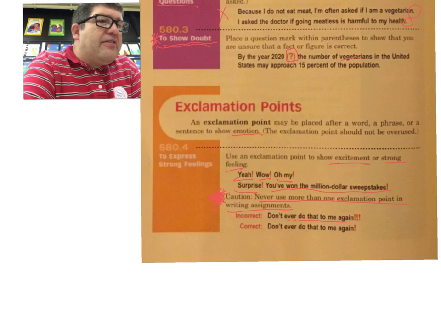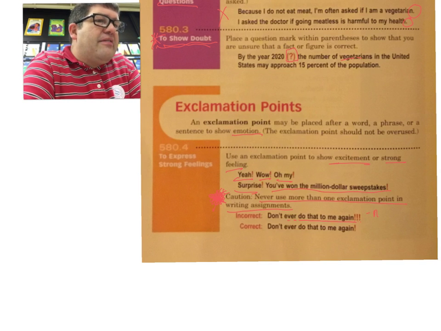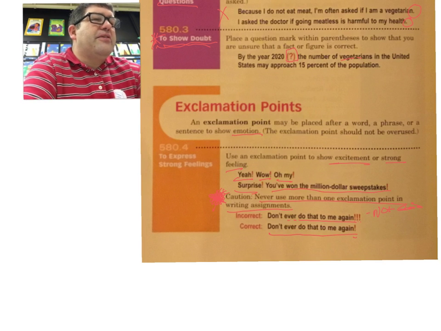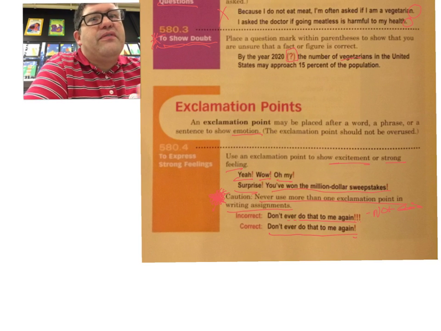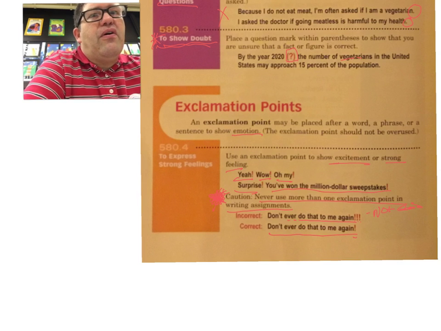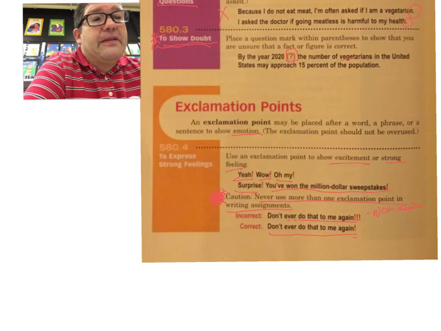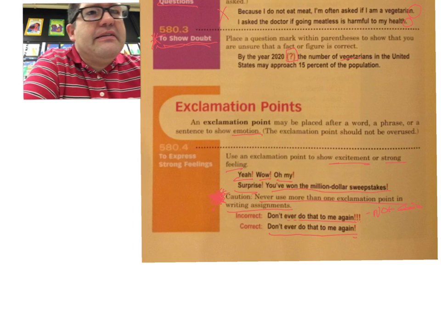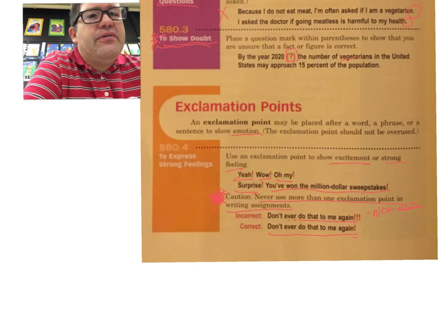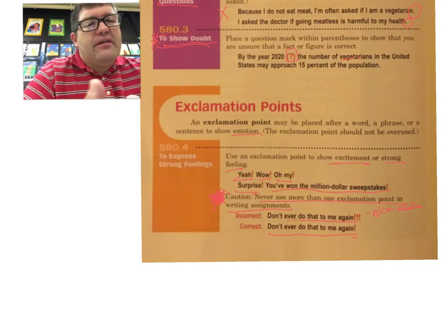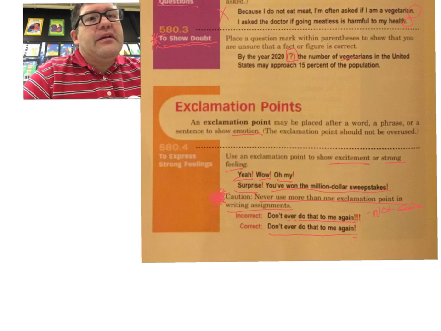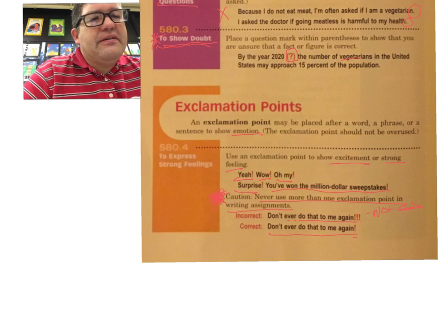"Don't ever do that to me again!!!" Exclamation, exclamation, exclamation. This is not good. Not good. Okay? Here is what you do. "Don't ever do that to me again!" You've emphasized your point, you've given your emotion. You don't need to overstate it. Okay? So that is what you're going to do with periods, question marks, exclamation points.